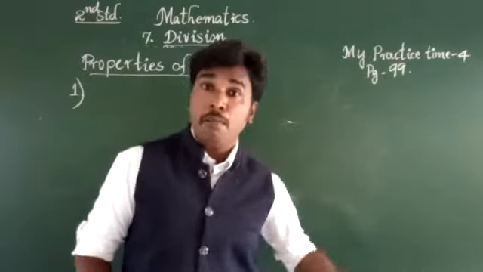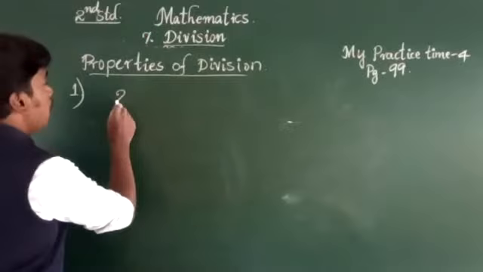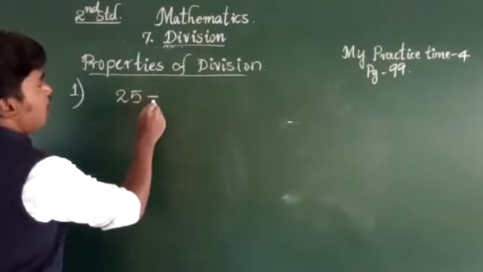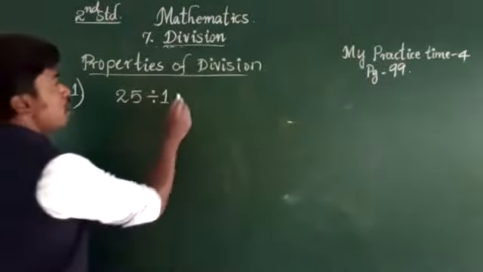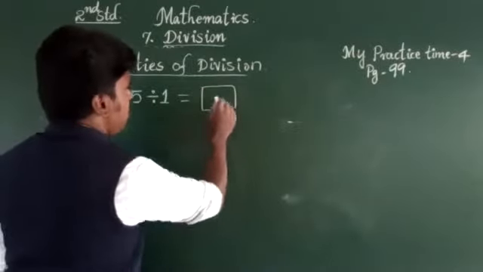How can I take an example? Suppose you have taken 25. 25 divided by 1. What is the answer you are getting? You don't know this answer.